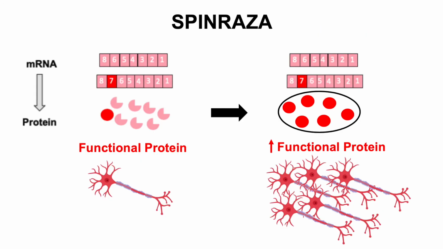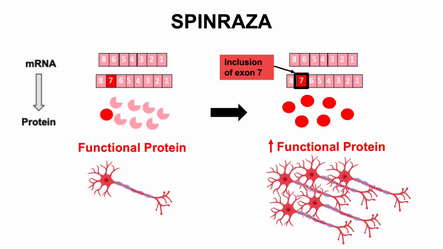Spinraza was approved by the FDA in 2016 and is currently used as a therapy for SMA in both pediatric and adult contexts. Essentially, Spinraza works by increasing the amount of functional survival motor neuron protein by ensuring inclusion of exon 7 into the protein, ultimately targeting the direct cause of the disorder.